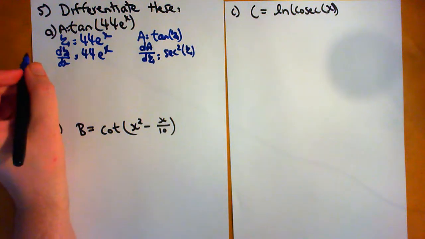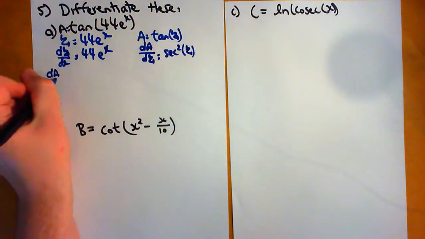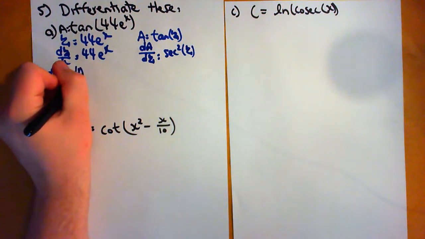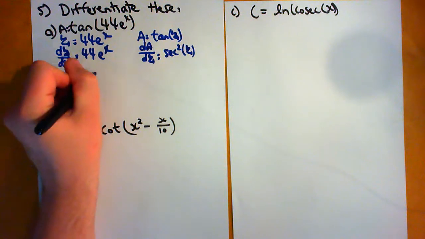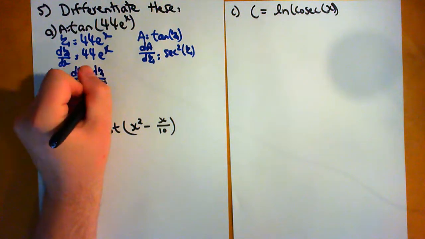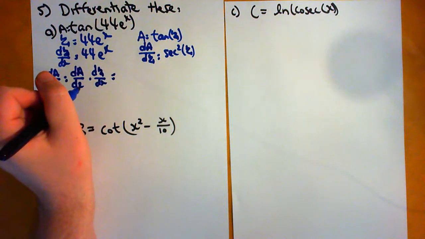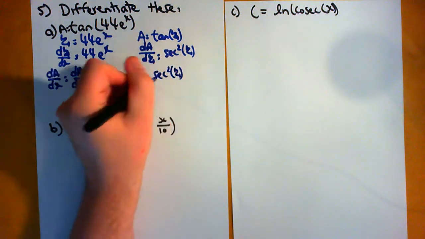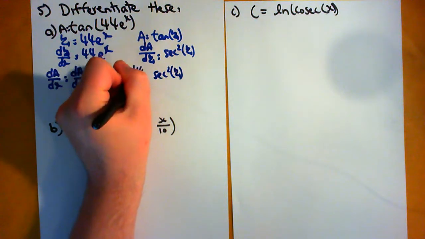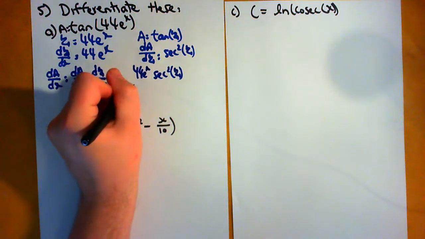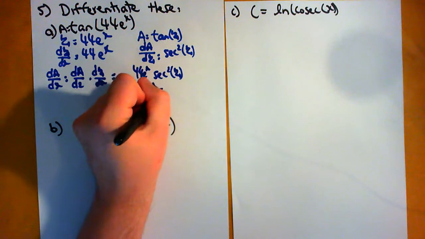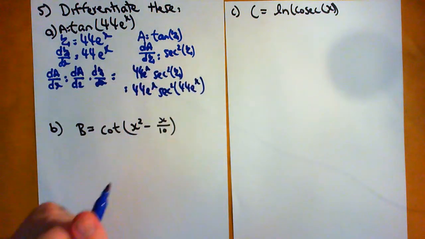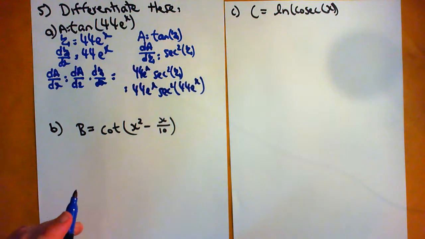We don't have a y, we have a capital A instead, so dA/dx is what we want, is dA/dz times dz/dx. So dA/dz is sec squared of z times the 44e^x, which gives us 44e^x times sec squared of 44e^x. Okay, so that's question A done.